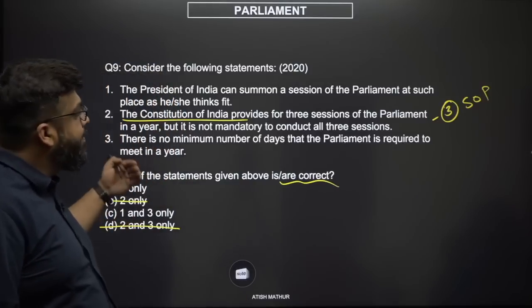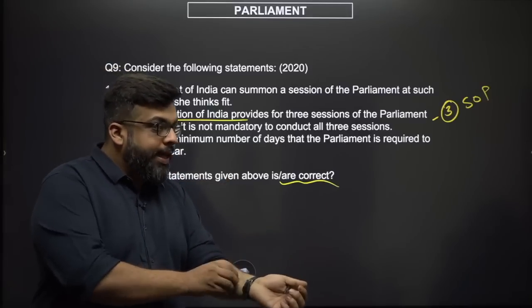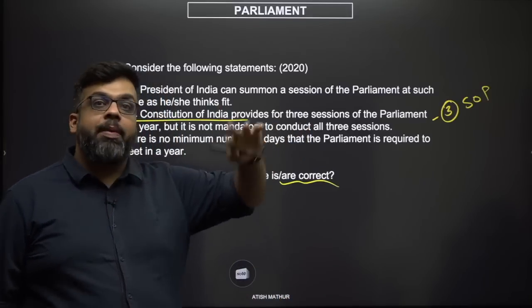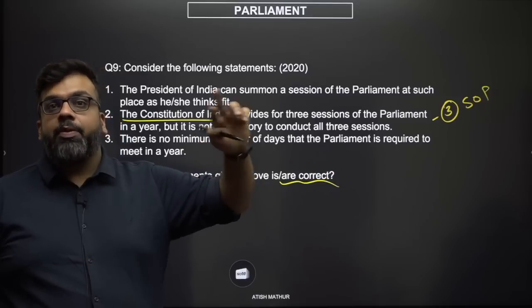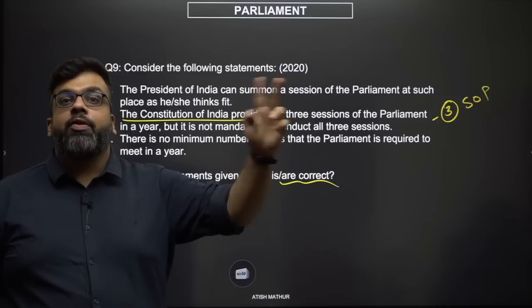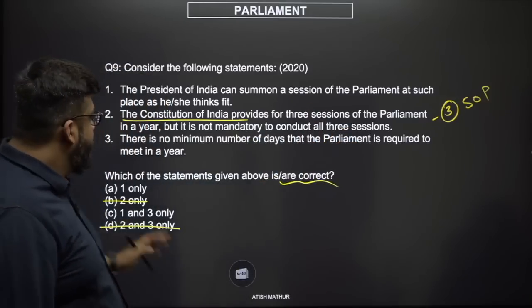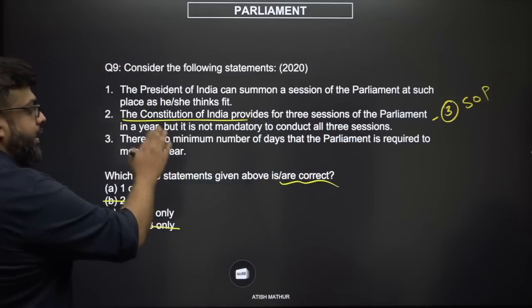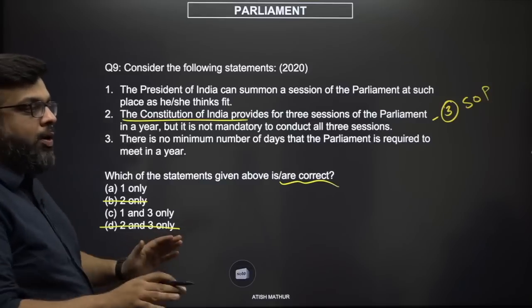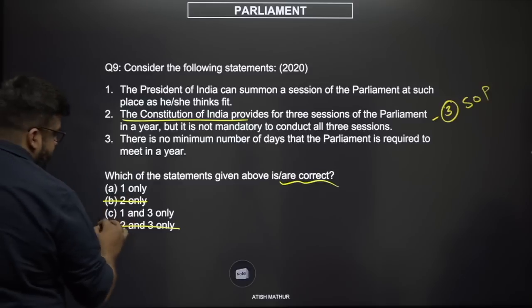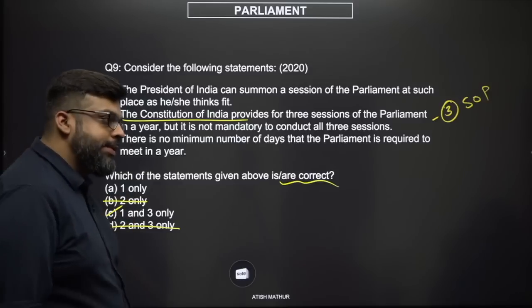And if you had minimum number of days, then you would necessarily have minimum number of days for the parliament as a whole, but that would then be problematic because you've got two houses. You have to determine the exact number of days for both the houses. So definitely this is correct. You cannot mention a minimum number of days. So therefore 1 and 3 is correct. The answer is C.